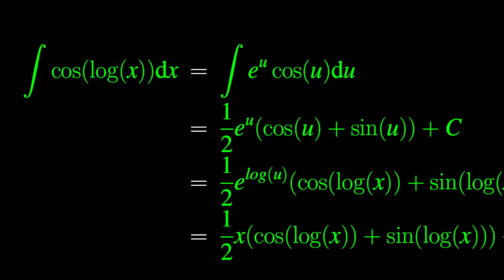In sum, the integral of cosine of log of x is equal to the integral of exponential of u times cosine of u du, which is equal to 1/2 times exponential of u times the sum of cosine and sine of u. When we replace u by log of x, we have the final expression of the antiderivative as 1/2 times x times the sum of cosine of log of x and sine of log of x, plus the constant c.